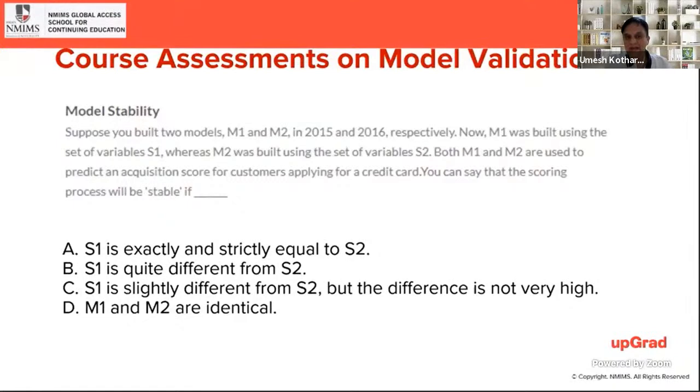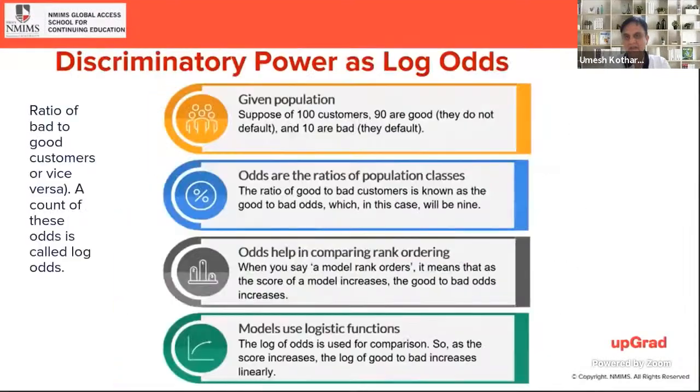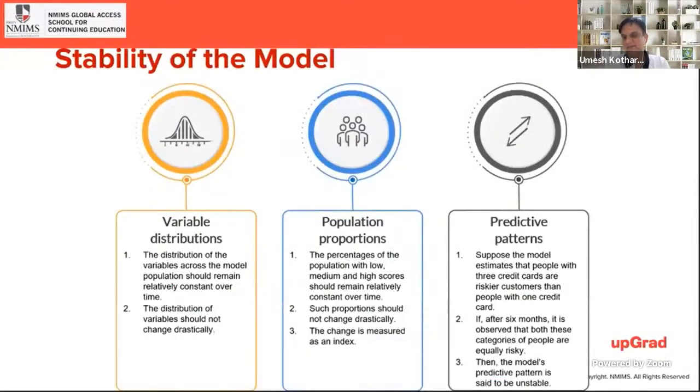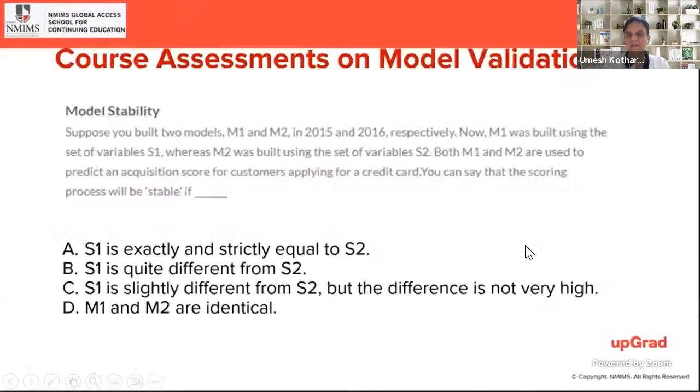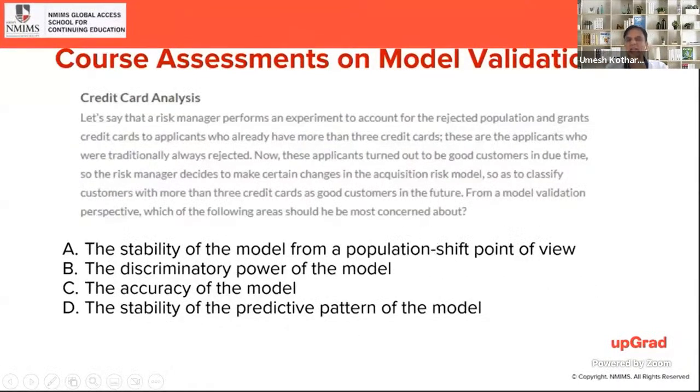S1 and S2 are not identical. S1 is quite different from S2. First two statements don't apply. So if your D logic is going to be the same, I will still grant you that mark, based on predictive patterns, population proportions, and variable distributions as indicators of stability. So yes, first D, but if you explain D right, I will still grant it to you if you link it there. Good. Let's talk about this one, slightly tricky.